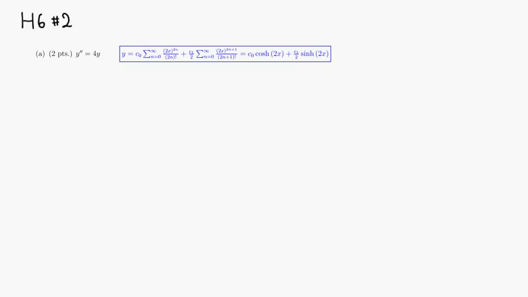Alright, let's look at homework number 6, problem number 2, part A. Let's use the power series method to solve this differential equation.